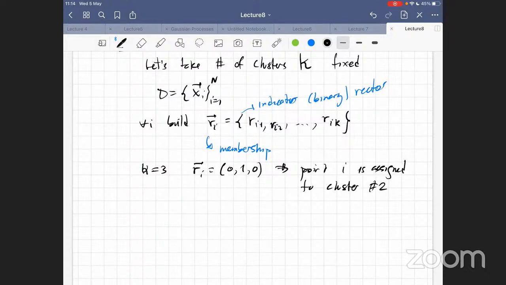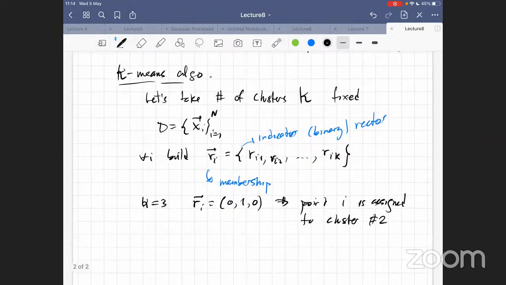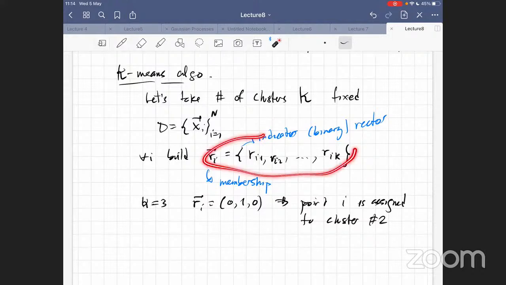So note that the way I have built this is like a one-hot encoding scheme or 1-to-k scheme. So this is similar to a multi-class classification problem. So it's the same way of parameterizing the labels. I'm just trying to get the memberships here, which I don't know a priori.